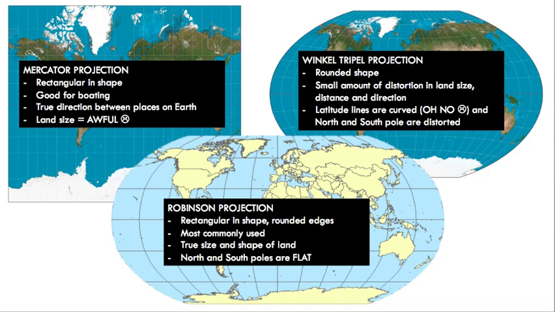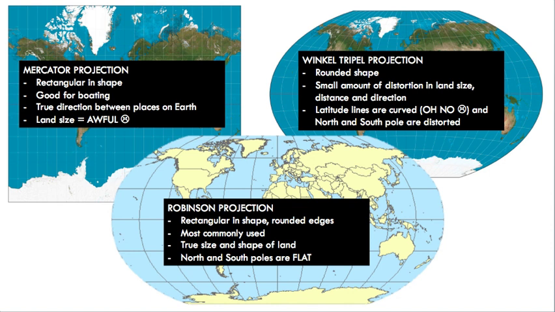So in review, we've got the Mercator map projection, which is in your top right. It's rectangular in shape. It's good for boating, navigating the water. And the best thing about this projection is that its true direction between places on Earth are accurate. If I need to know the distance between two places, this is what I want to use. But the land size is awful. If I am looking to see what size the continents are, this one's not going to be very helpful.